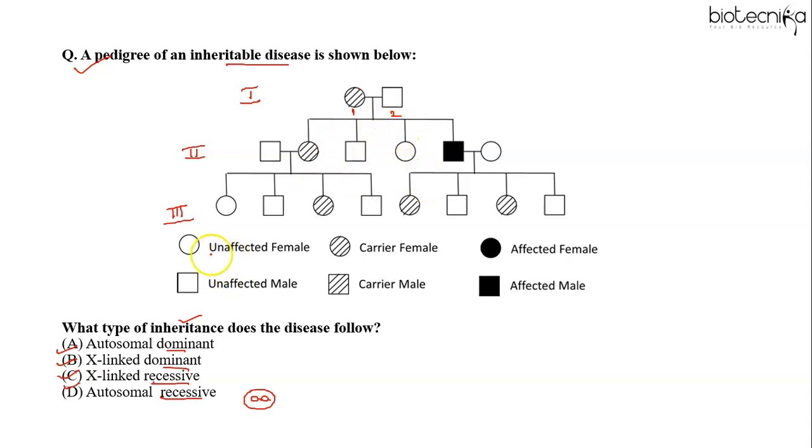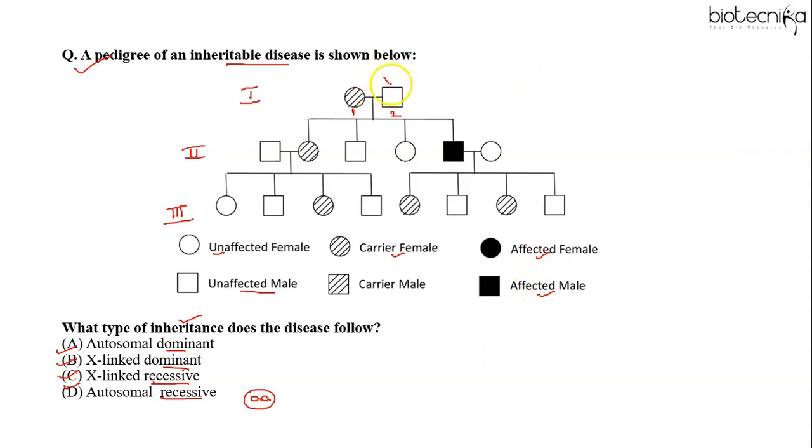And the details they have mentioned are that an unaffected female is represented with a circle, a carrier female with a circle with a dashed line, and an affected female with a circle which is shadowed. An unaffected male is represented with a square, a carrier male with a square with a dashed line, and an affected male with a square which is shadowed.